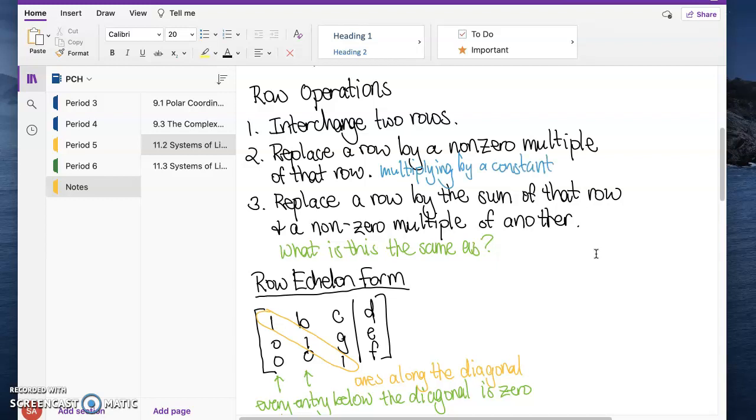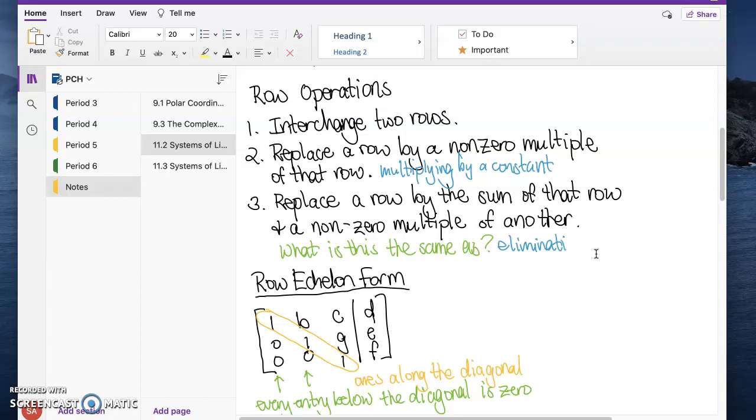And then we can replace a row by the sum of that row and a non-zero multiple of another. So what is this the same as? We multiply a row by something. Remember, a row is just representing an equation. So we multiply a row by a number that's not 0, and then we add it with another row or equation. What is that the same as? Well, I kind of just gave it away. That's the elimination method.